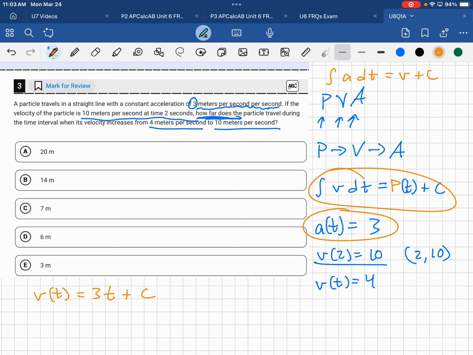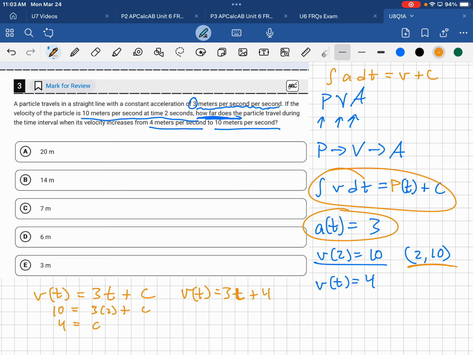So we don't have a constant, so we don't have a complete velocity. Taking the antiderivative of this again won't really help us yet because we're going to have multiple c's. So how are we going to find that c? That's right. We're going to use this point right here. I know that velocity would be 10 if we plugged in 2. That's what that says. And so c is going to equal 4. Is everybody cool? So velocity will equal 3t plus 4.